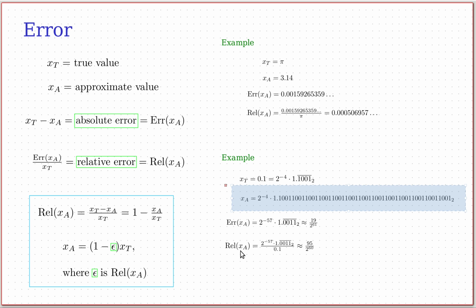If you calculate the relative error, that would be the absolute error that we just got here divided by 0.1, or multiplied by 10, and if you simplify this expression you can get it down to this. Notice that the relative error in this case is a little higher than the absolute error because the true value was 0.1, and when you divide by 0.1 you multiply by 10.